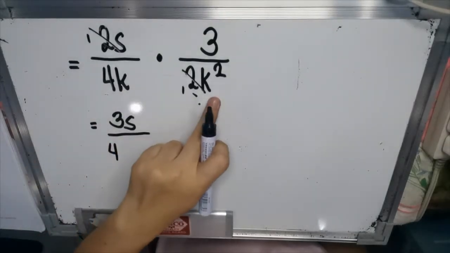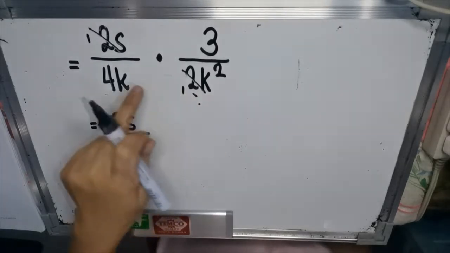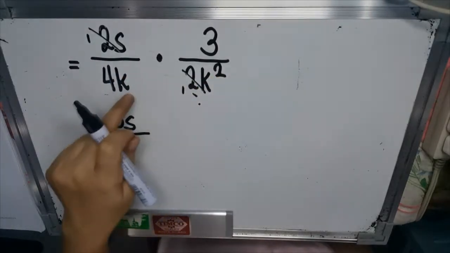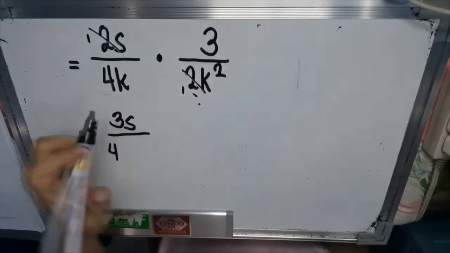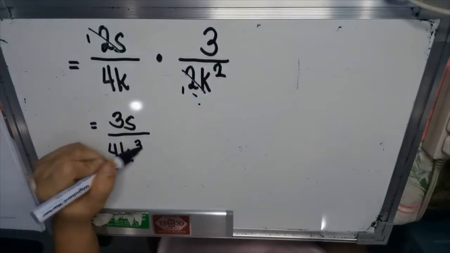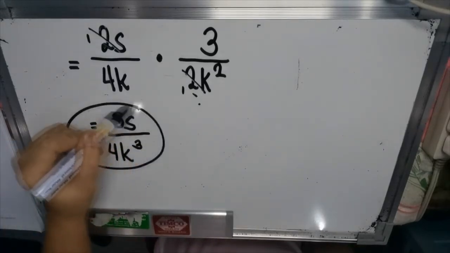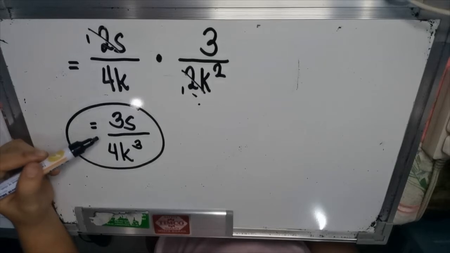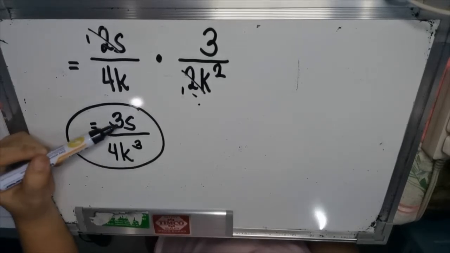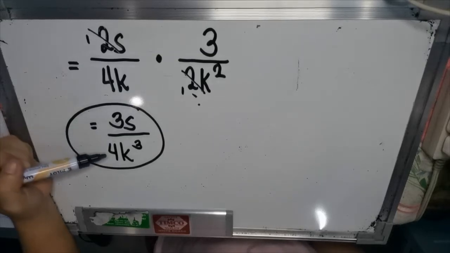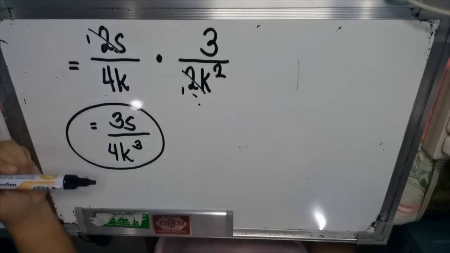K times k squared, so applying the laws of exponents, i-add lang natin ang ating exponent kapag nag-multiply tayo. Diba? Add the exponent. So 1 plus 2, that would be k cubed. Okay? So this will be our final answer, 3s over 4k cubed. Lowest term, kung possible. Since itong 3 and 4, wala na yung lowest term. This is the simplest form already. So okay na yan. So this will be our answer.